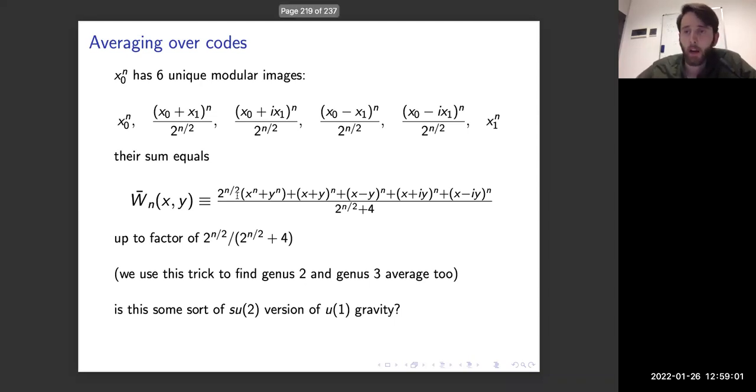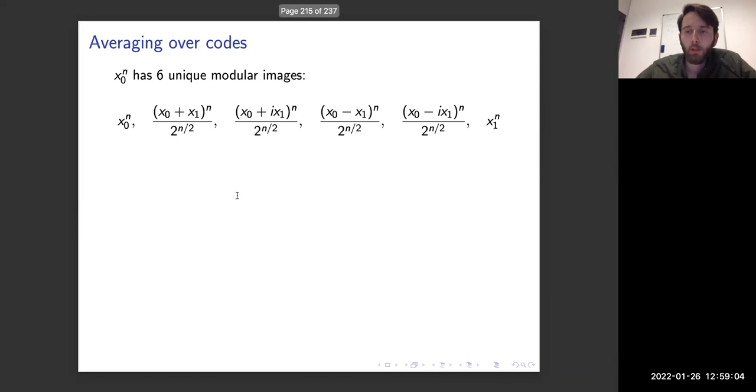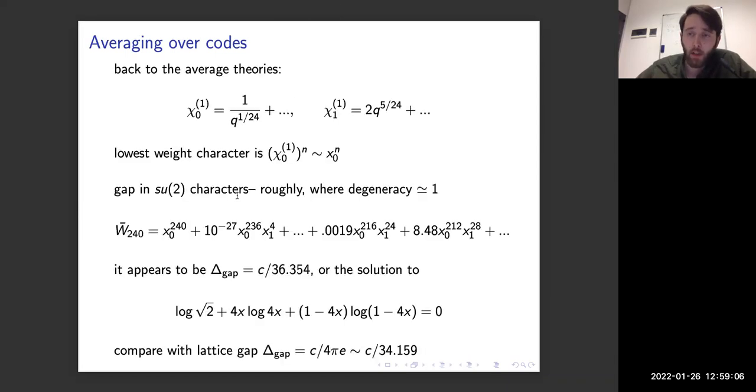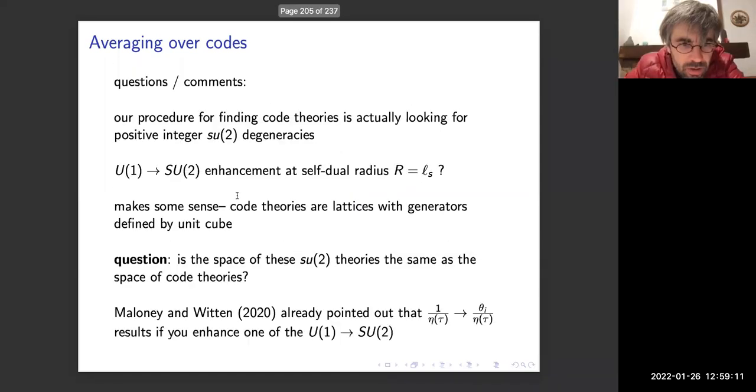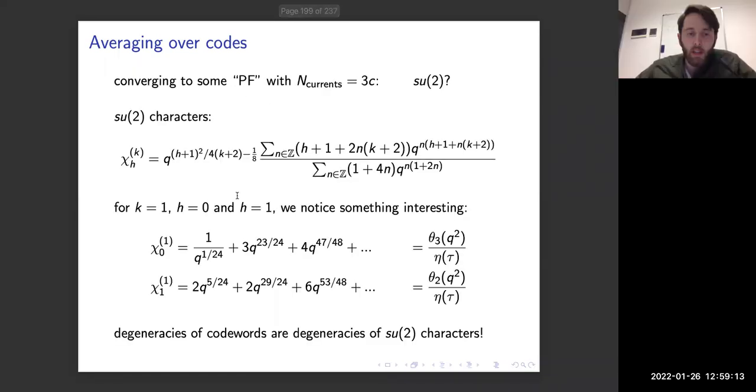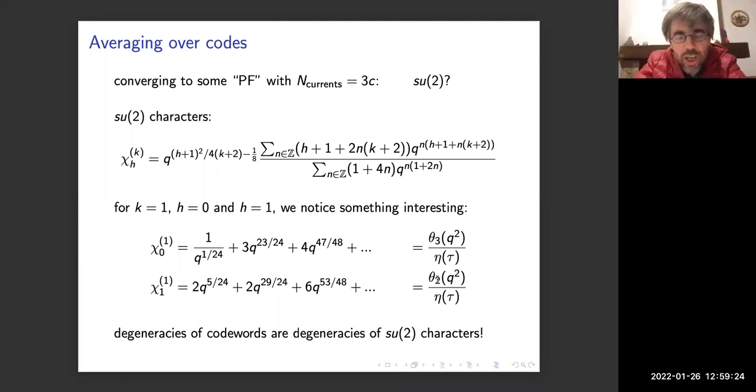It's confusing because I stopped talking about the average at some point. Basically, what we found by looking at the average is that the average theory has its SU2 symmetry. This leads to a more general statement, because the SU2 characters are actually just x0 and x1. So actually, every code theory has this SU2 symmetry. Just a conjecture. Can you check, for example, that some fully known theory, like the one at central charge 8, has SU2 symmetry?